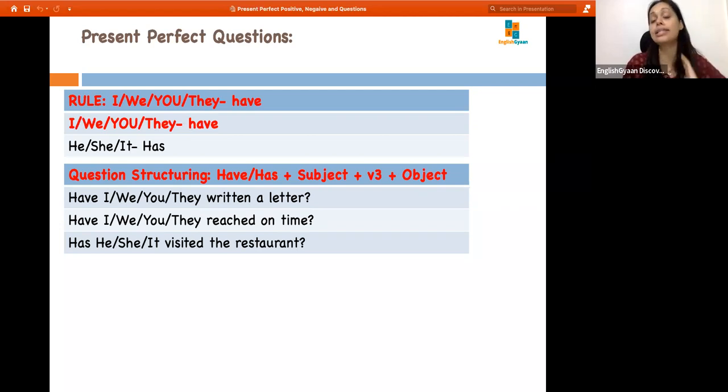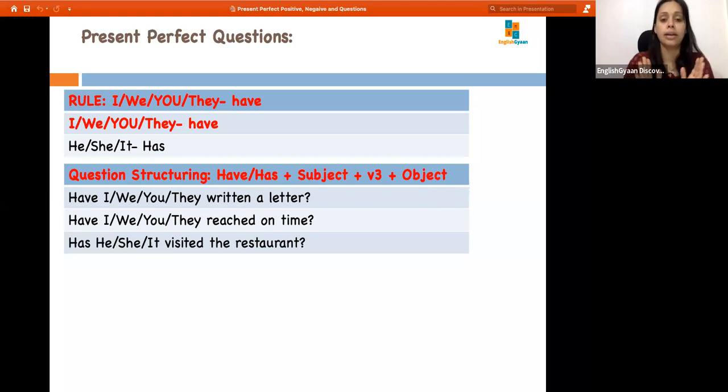So this is question structuring. Have or has. Now, whenever we talk about questions, sometimes questions have WH, sometimes they do not have WH. Now, what is WH? There are 9 WH questions. What, who, where, how, why, when, which, whose, and whom. These are the 9 WH questions. It is not necessary that every question will have a WH question.